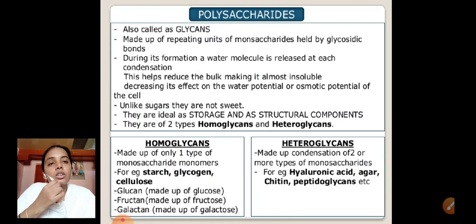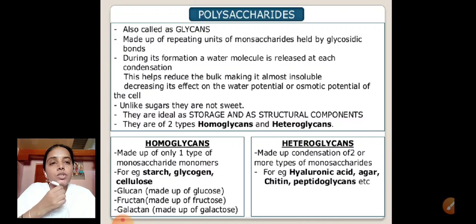Another carbohydrate is called a polysaccharide. It is made up of more than 9 monomer units, so they are also called glycans. They are made up of repeating units of monosaccharides held together by glycosidic bonds. During its formation, a water molecule is released by condensation.